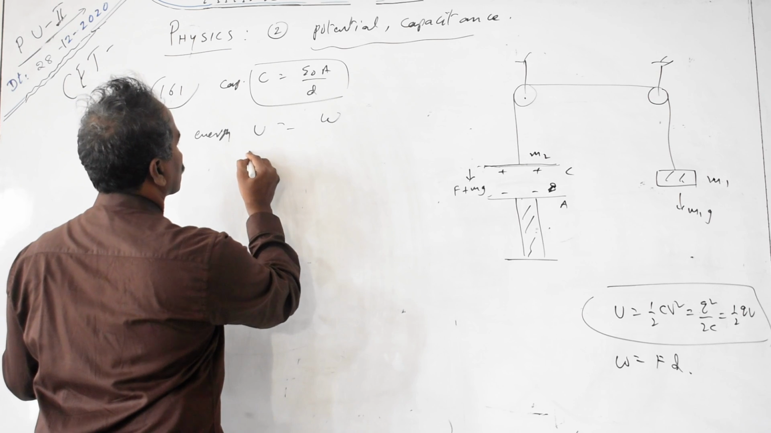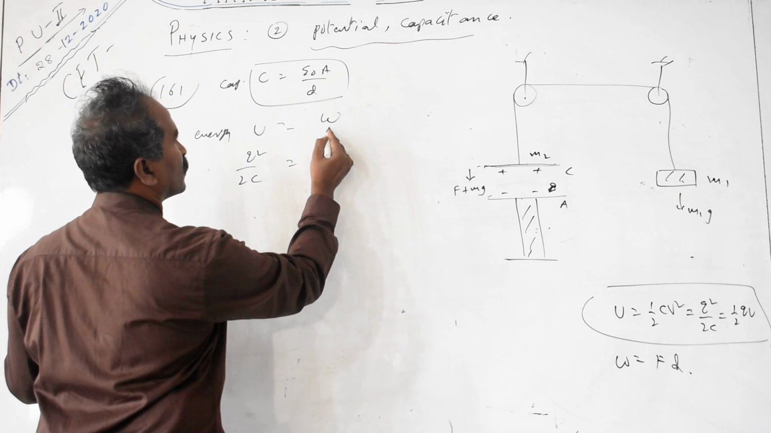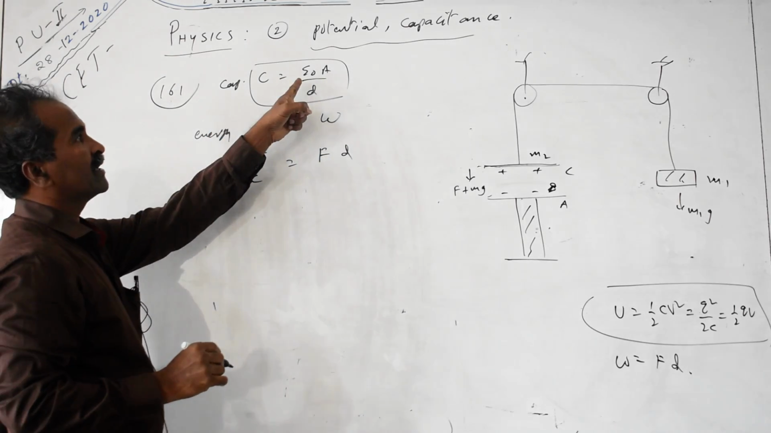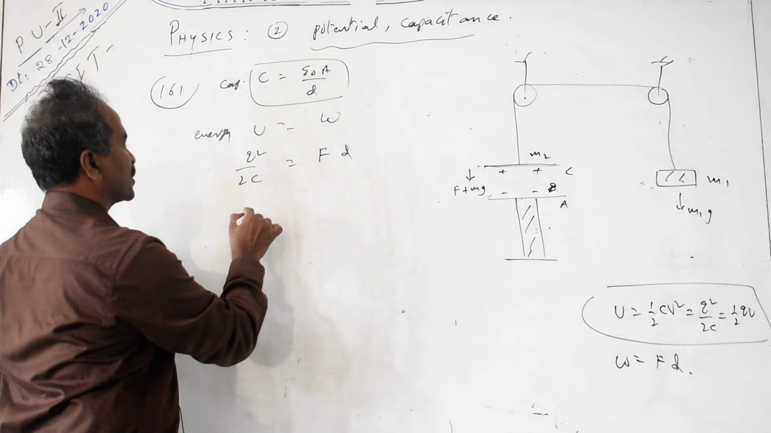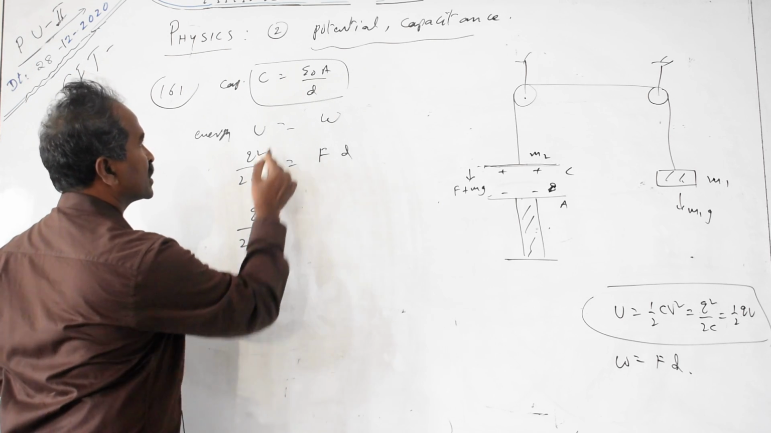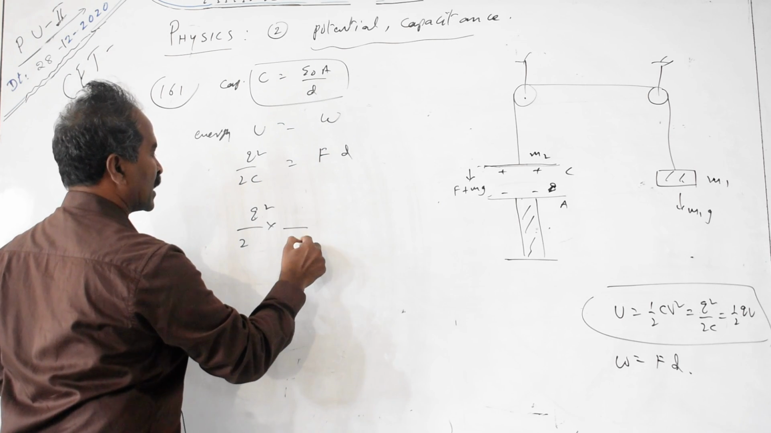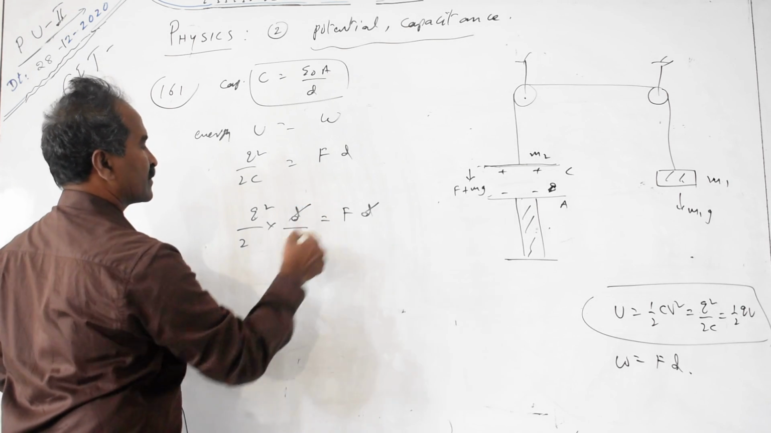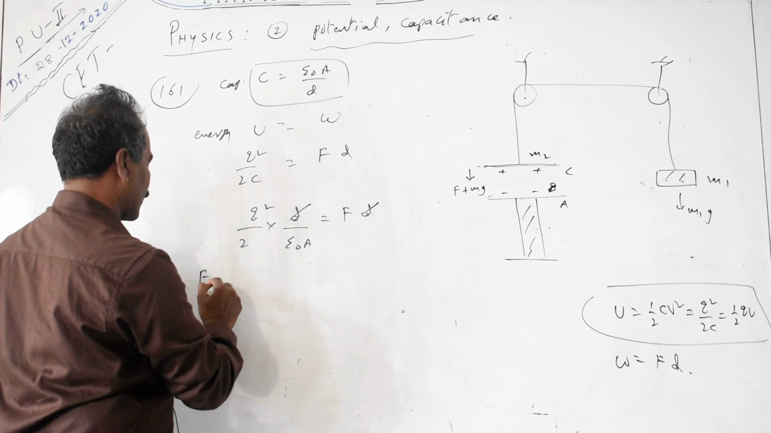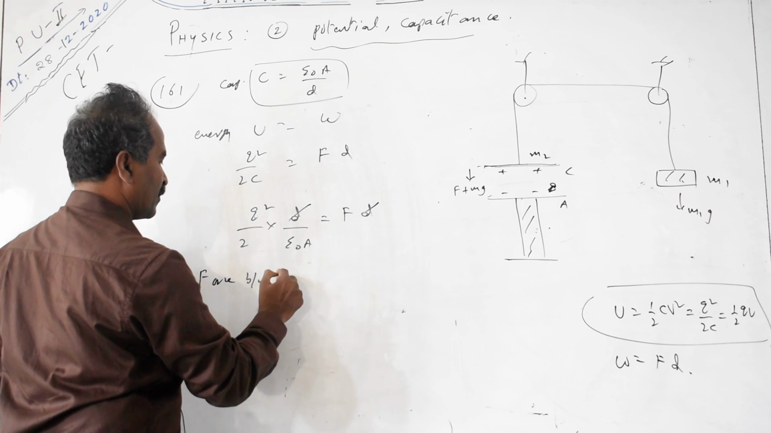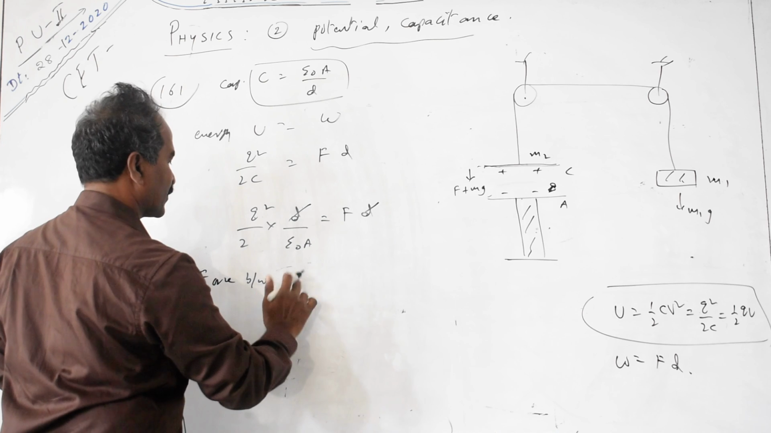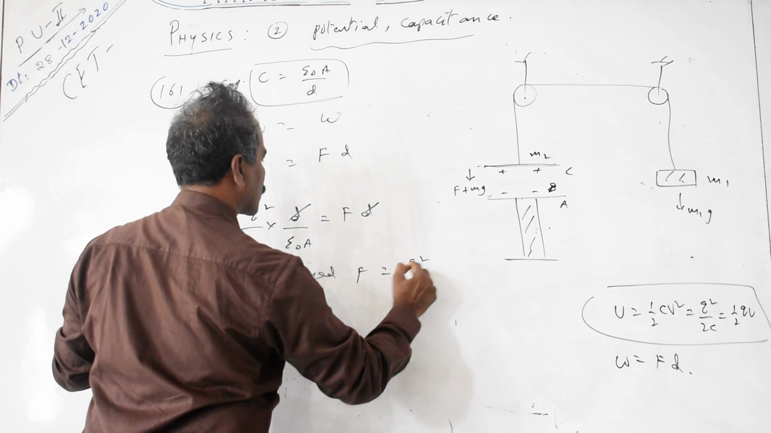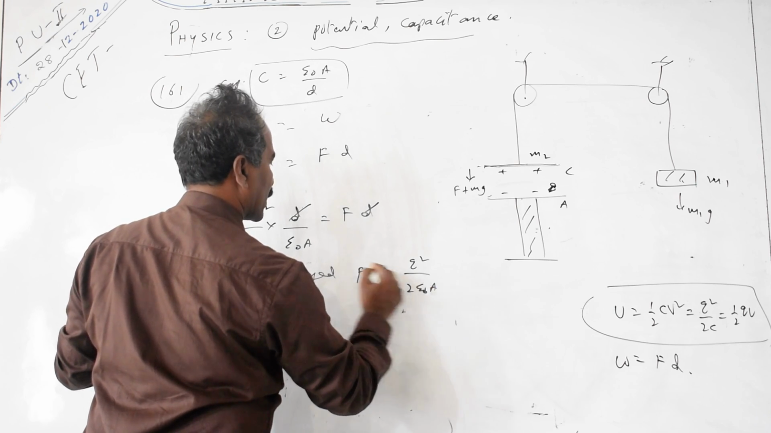Q squared by 2C equals work, which is force into distance. C must be eliminated because the area is given, so take it in terms of the area. We get Q squared by 2 into epsilon naught A by d equals F into d. The d cancels. So the force between the plates with unlike charges is F equals Q squared by 2 epsilon naught A.